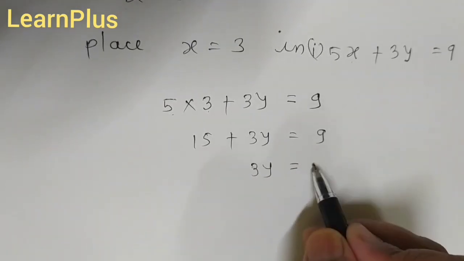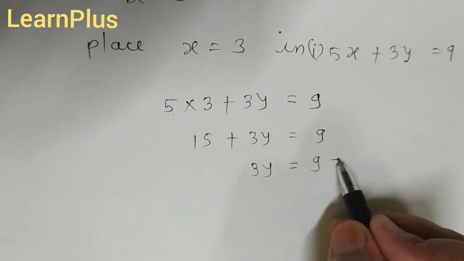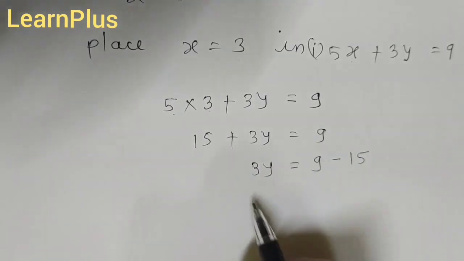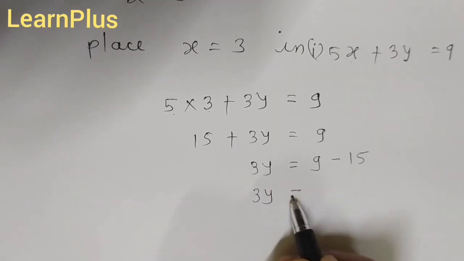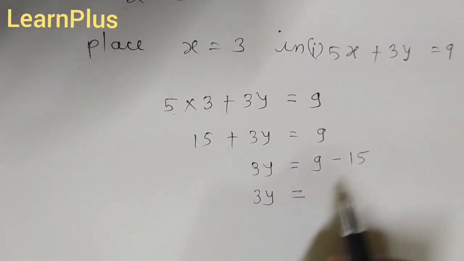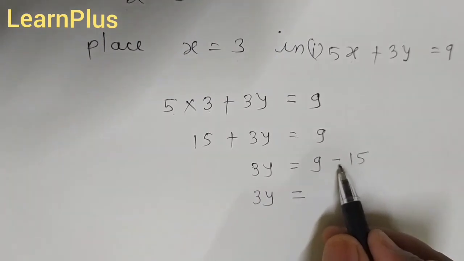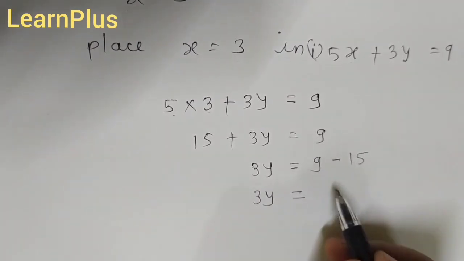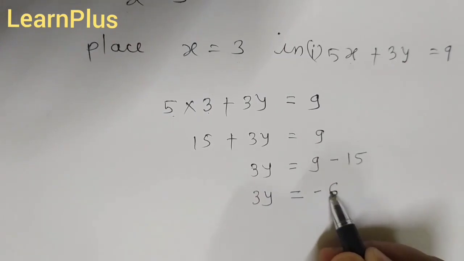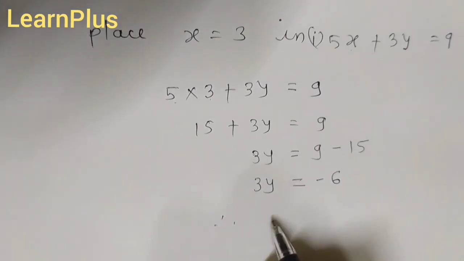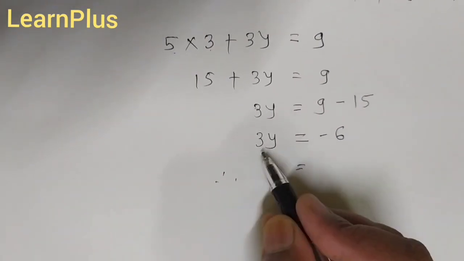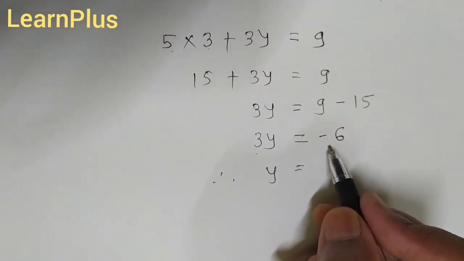3y and then here 9. This is plus, means here minus 15. Okay. Then 3y is equal to 9 minus 15. It is not possible, means we have to do 15 minus 9, and the sign of the bigger number is minus. Means 15 minus 9, what will come? Minus 6. Therefore, y is equal to, now this 3 will transfer to this side.